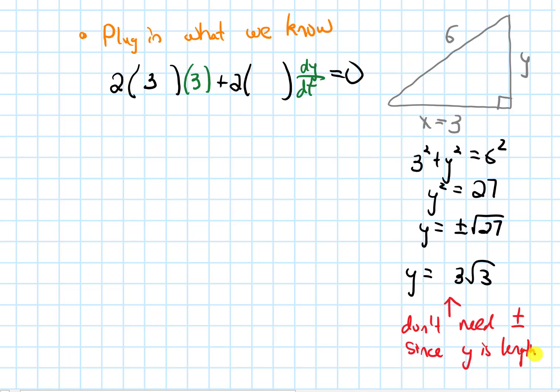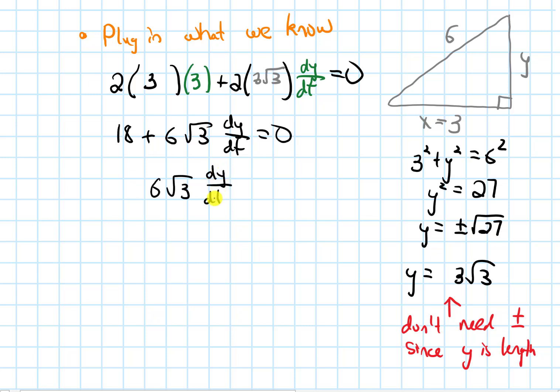All right, so let's plug that in. Our y value is 3 root 3. So 2 times 3 times 3 is 18, and then the 2 times the 3 here gives me 6 root 3 dy/dt equals 0. Let's isolate by subtracting 18: 6 root 3 dy/dt equals negative 18. Then dividing, we get dy/dt equals negative 18 over 6 root 3. I could cancel a little bit to be left with negative 6 on the top and just root 3 on the bottom.